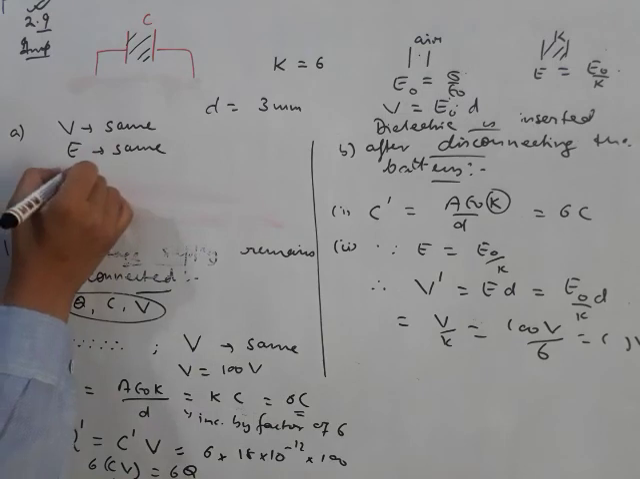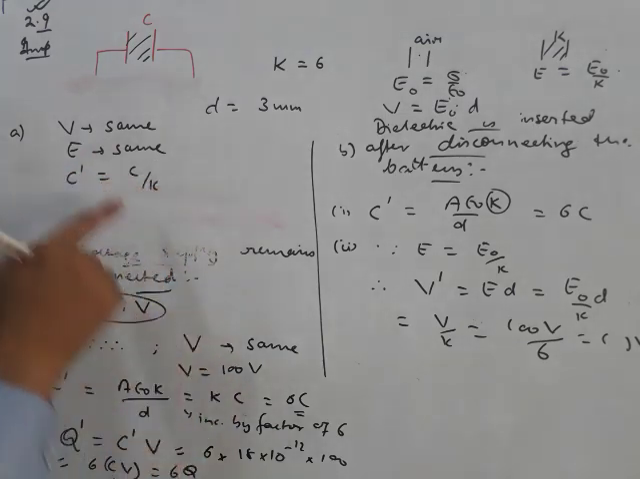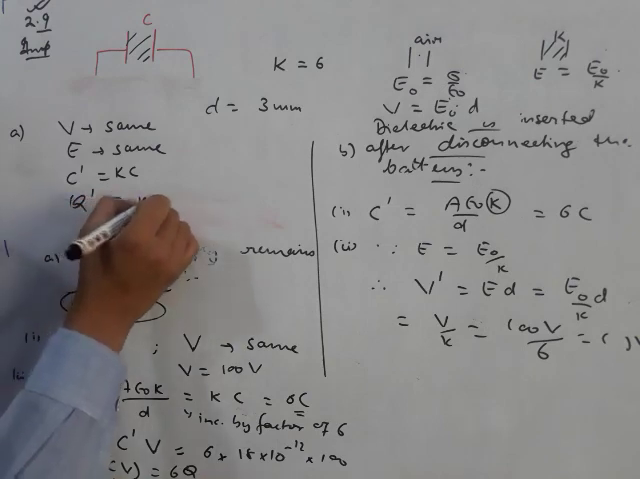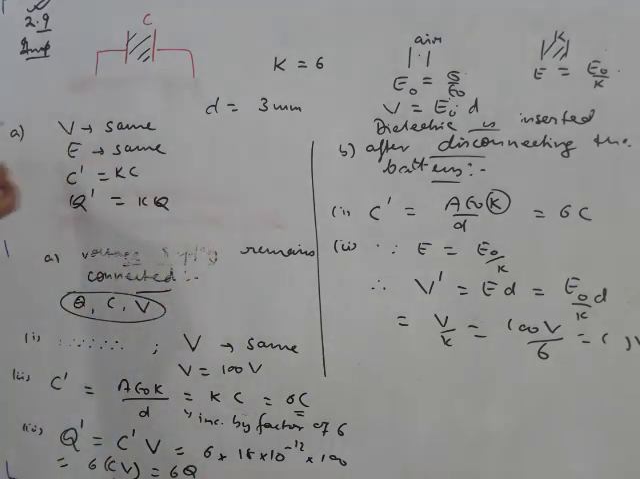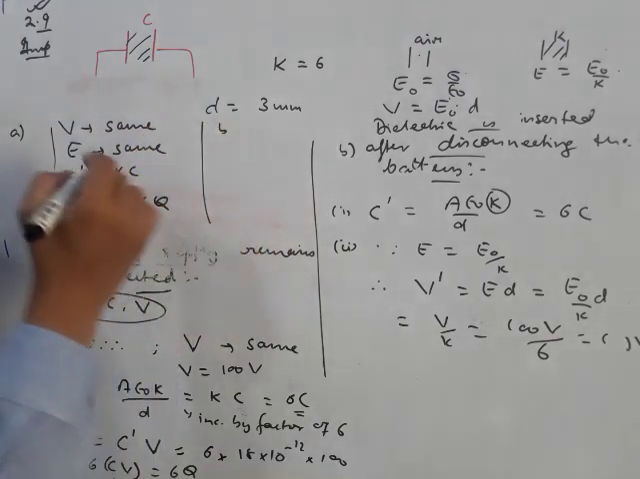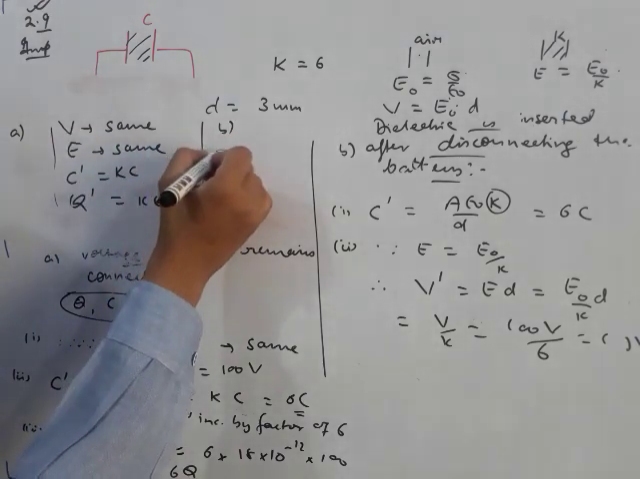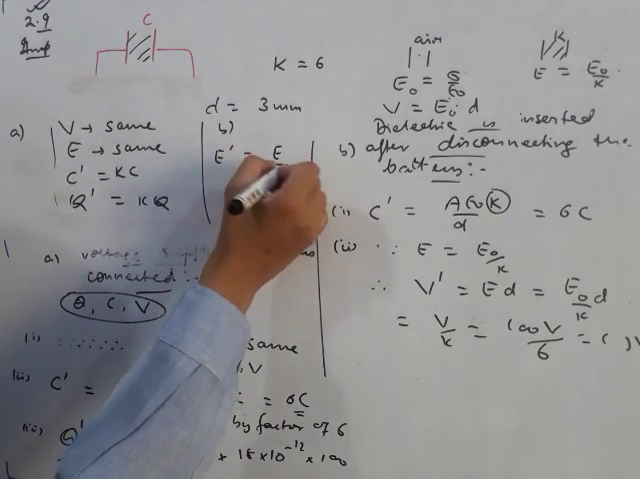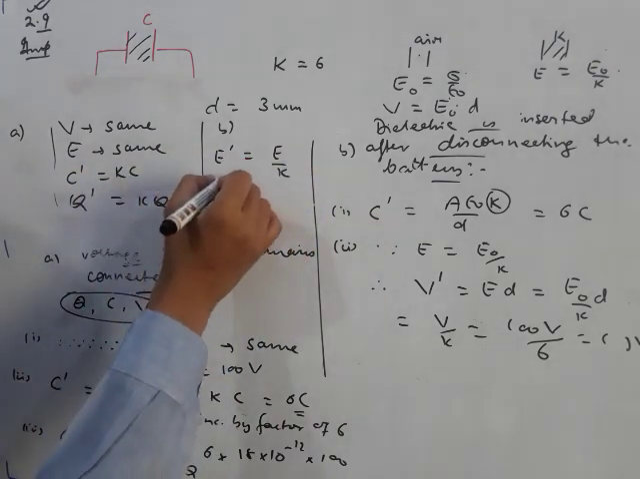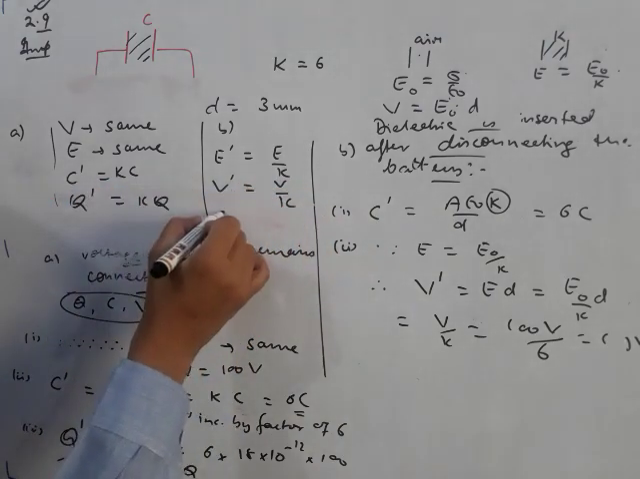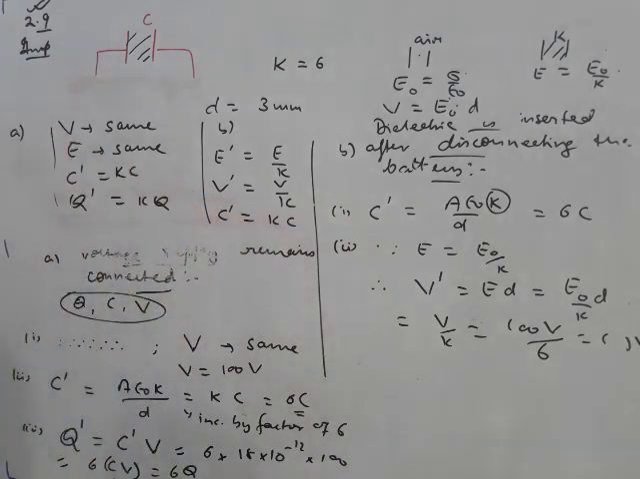Capacitance we have discussed, increased by a factor of k. And the charge on the plates of the capacitor, Q dash, also increased by a factor of k. This was in A. In part B, what will happen? Will potential difference remain same? No. Will electric field remain same? No. Why? The new electric field E dash will become original electric field by K. The new potential difference V dash will become original potential difference by K. Capacitance, same situation. C dash will become K times C. And Q dash, we will see what happens to that.